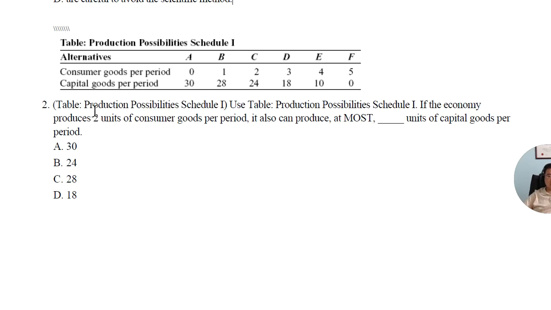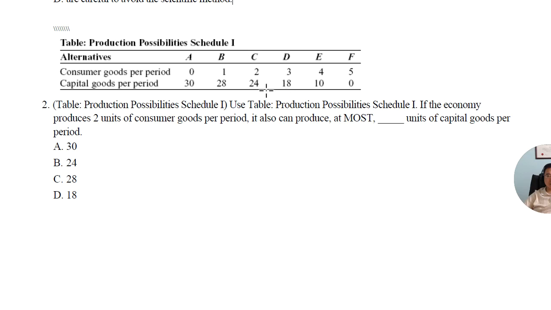Okay, question 2. Look at this table. It's a production possibilities schedule. Consumer goods from 0, 1, 2, 3, 4, 5, and then capital goods per period. This has to be maybe a month or maybe a year. If you produce 1 unit of consumer goods, you produce 28 units of capital goods. Produce another consumer good, 2 units, you can produce 24 units of capital goods, so a decline of 4.